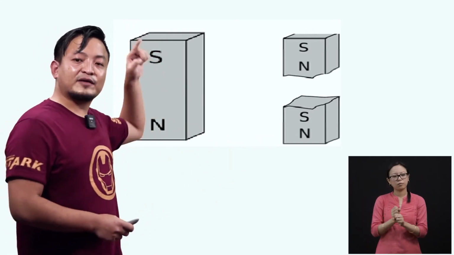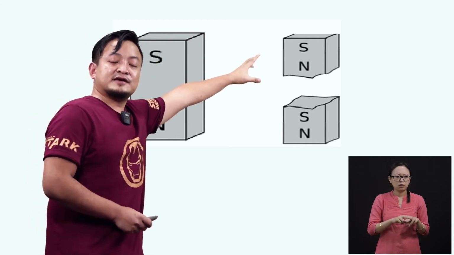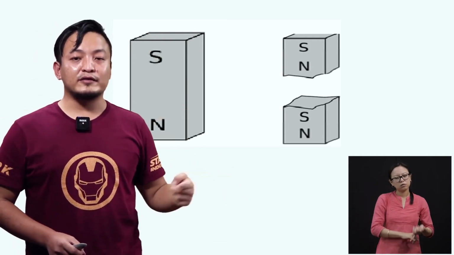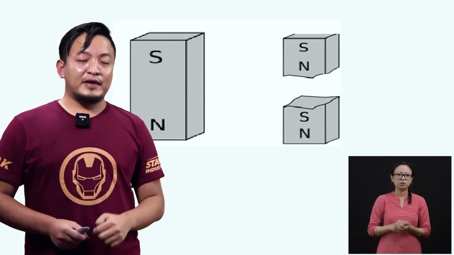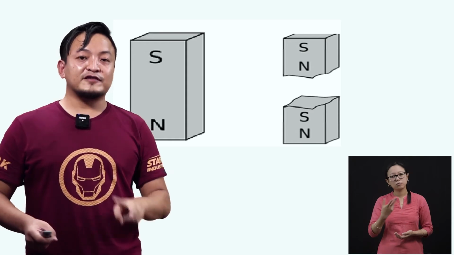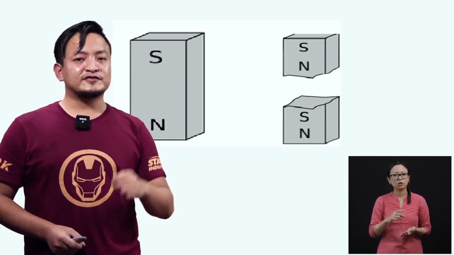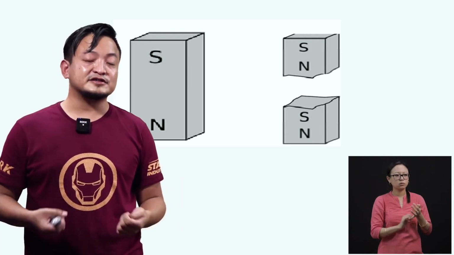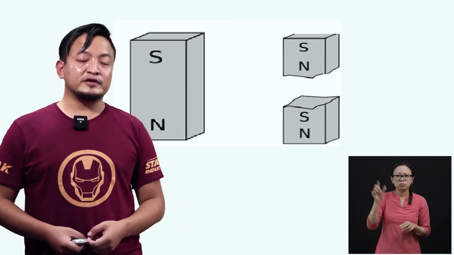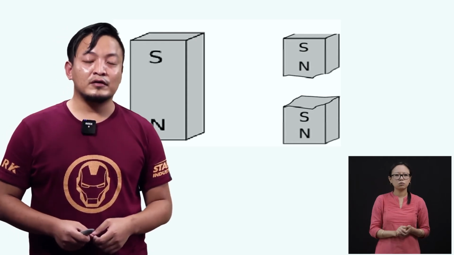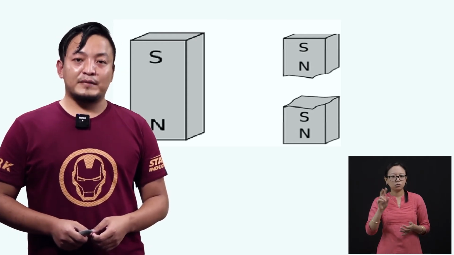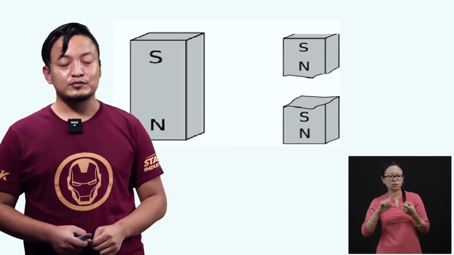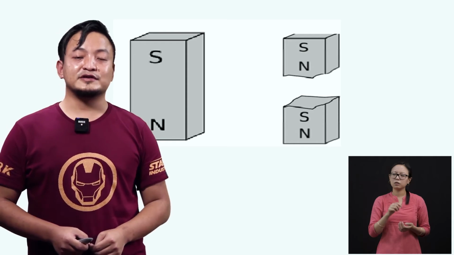No matter, again, if I break this magnet, again they will develop another south pole and north pole, because a magnet always has two poles. If someone tells you that there is a possibility of one pole in a magnet, it is wrong, because a magnet has two poles, that is north and south pole. Clear, students? Okay.